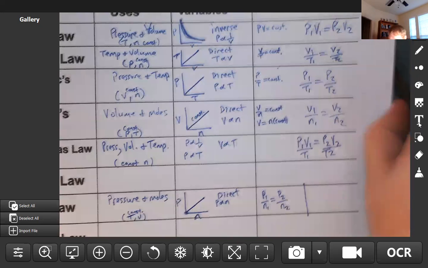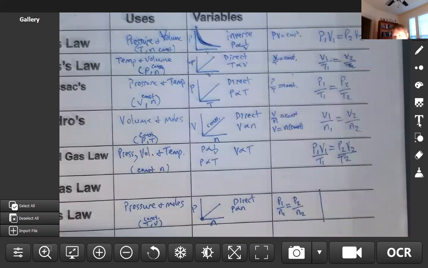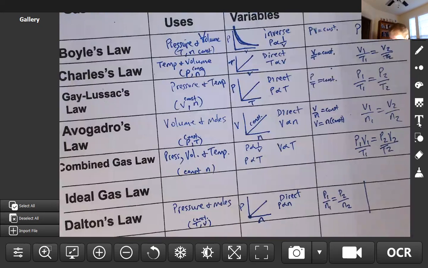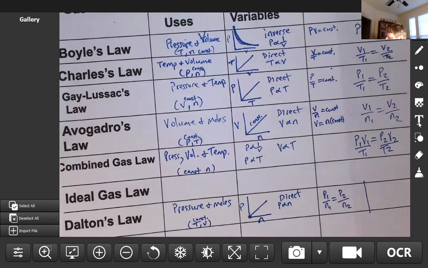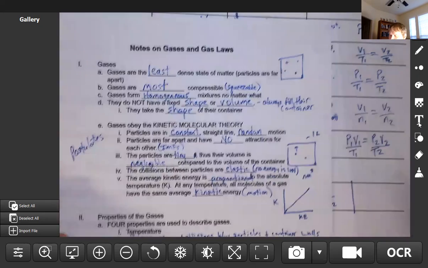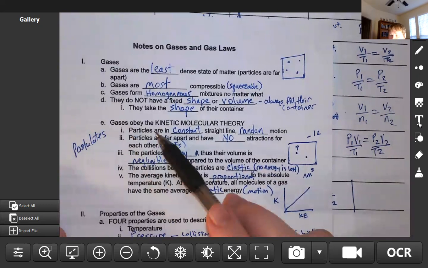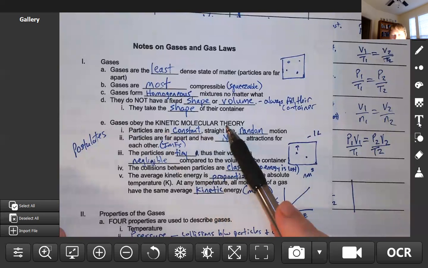All right, what is this ideal gas law that I speak of? Well, really, it's the penultimate thing here. This is what we've been shooting for since we started talking about gases. What is an ideal gas? Well, an ideal gas is a gas that behaves according to the rules set forth in the kinetic molecular theory that we talked about on Tuesday night.